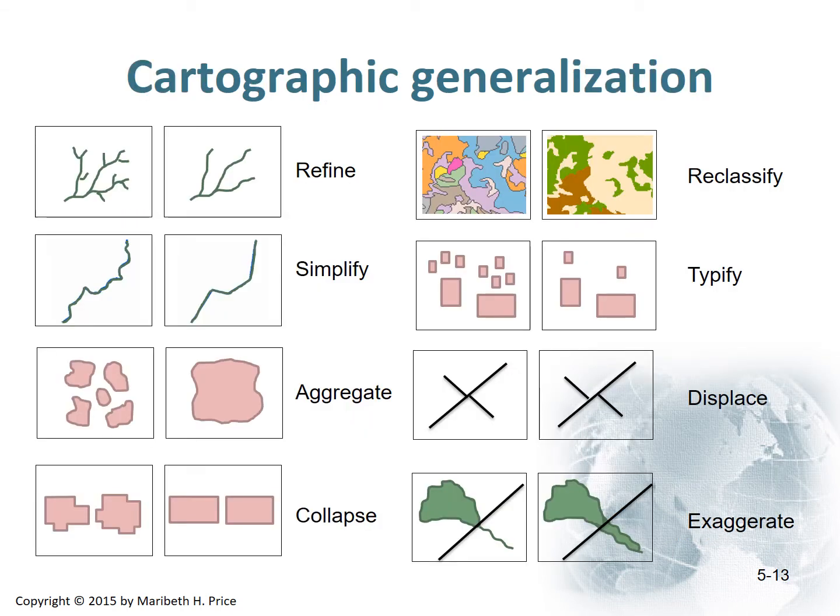Cartographic generalization, we briefly mentioned that. You can refine features, you can simplify features, you can aggregate features, you can collapse stuff, you can reclassify your data, you can typify data, you can displace things and exaggerate stuff. These are all ways that we make our data more basic, more simple, more understandable.